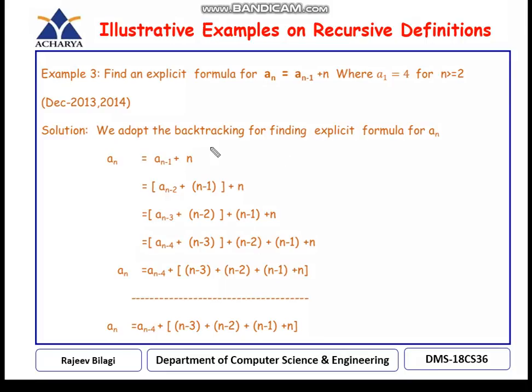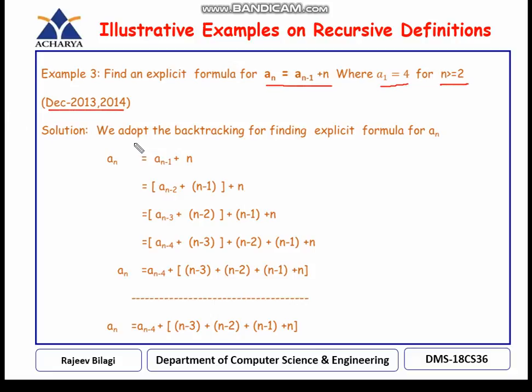We'll go ahead with another problem. Find an explicit formula for a of n is equal to a of n minus 1 plus 1 plus n, where a1 is equal to 4 for n greater than or equal to 0. You know this kind of representation is a recursive representation for a particular sequence, with the initial value a1 is equal to 4. I have written the year in which the particular question was asked.